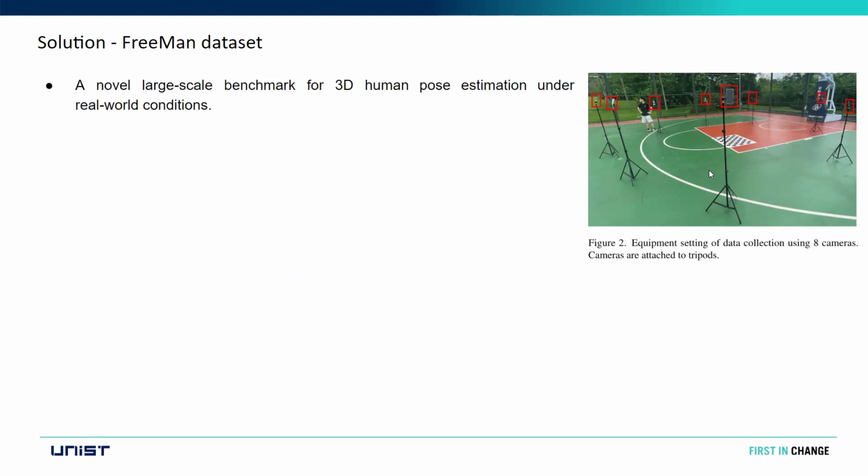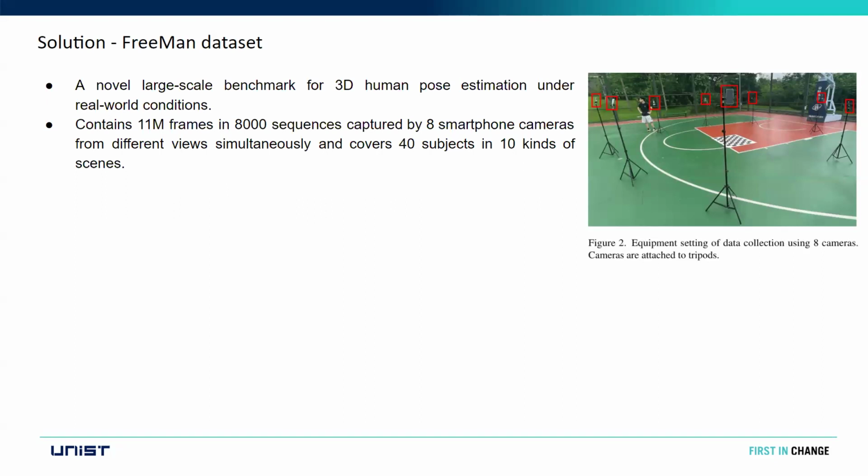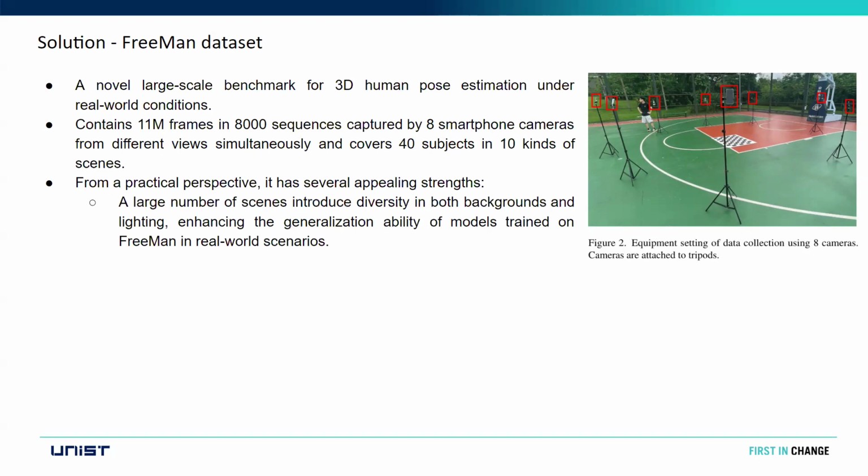It's a novel large-scale benchmark for 3D human pose estimation under real-world conditions. It contains 11 million frames in 8,000 sequences captured by 8 smartphone cameras from different views simultaneously, and it covers 40 subjects in 10 kinds of scenes. From a practical perspective, it has several appealing strengths. First of all, a large number of scenes introduce diversity in both backgrounds and lighting, enhancing the generalization ability of models trained on FreeMan in real-world scenarios.